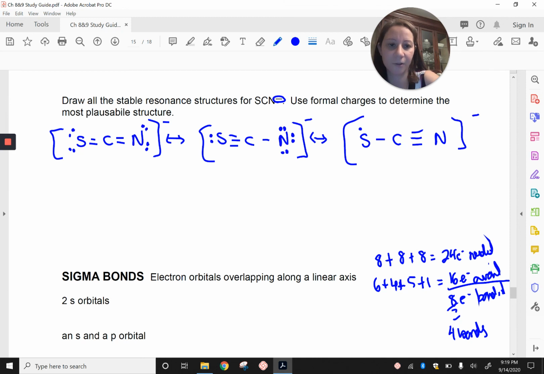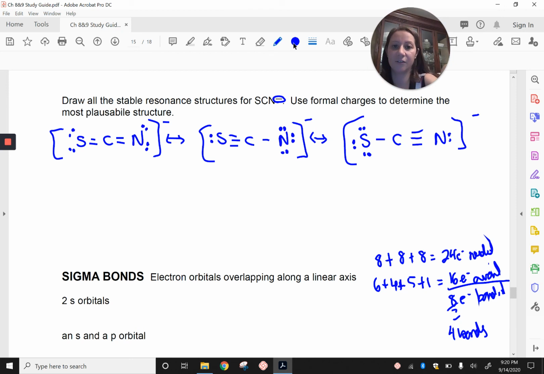Let's see, the sulfur needs 3 lone pairs. Carbon's good. Nitrogen needs just 1 lone pair. Let's count: 1, 2, 3, 4, 5, 6, 7, 8 pairs. So that's 16 electrons. That's good. So here are my 3 possible structures. I want to know which one is the most probable structure.